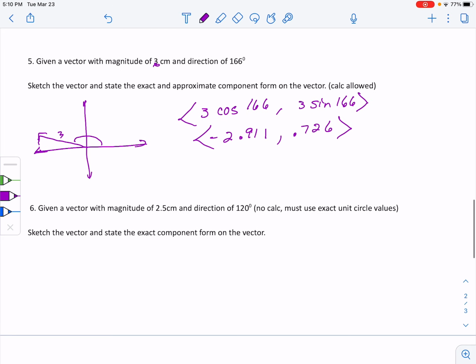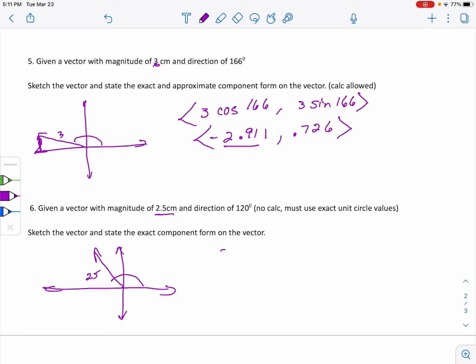Okay. This time they gave me a magnitude. And look at this. You have the x value is negative. Sure it is. And the y value is positive. And it is. You're in the right quadrant. Okay. Vector at 2.5 and the angle of 120. No calculator. So you're going to be exact. That came off your unit circle. 120 is right here. That's 2.5.